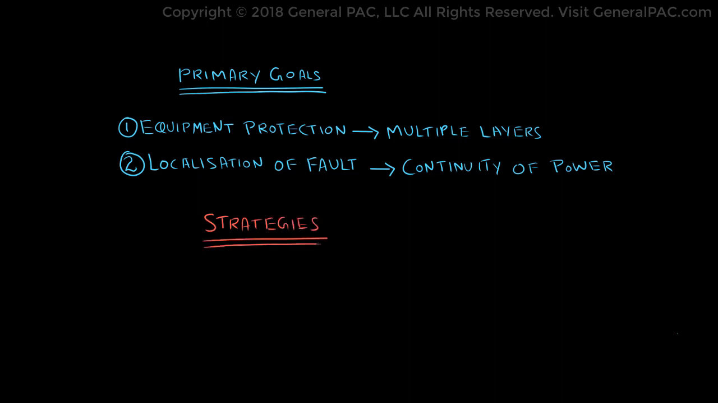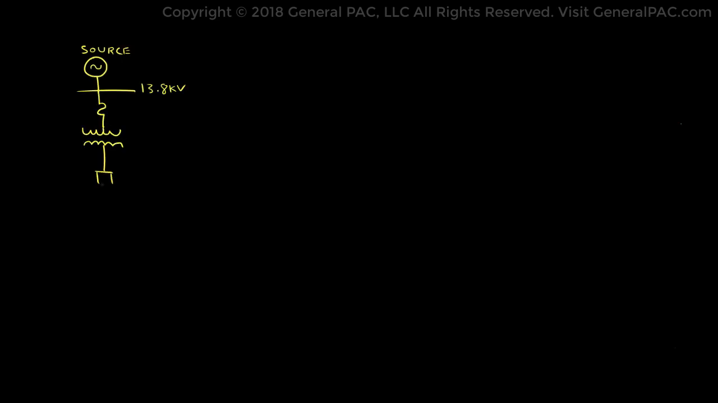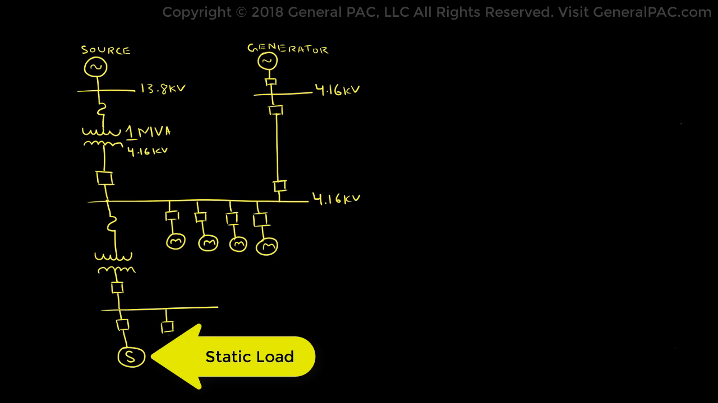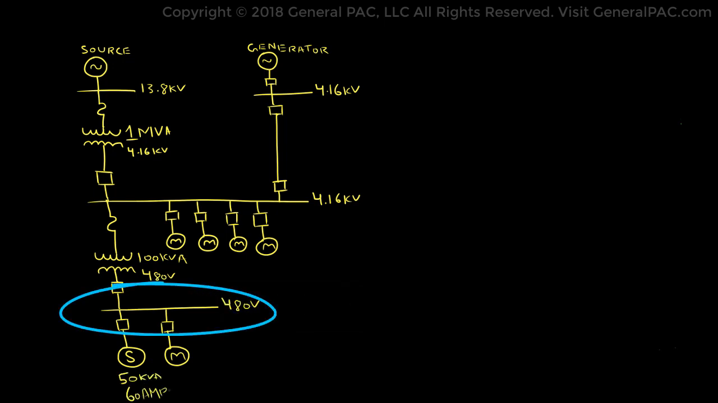There are two types of characteristics which we can use to coordinate the protective devices in a power system. The first one is the definite time characteristic, which defines a fixed time delay before the tripping action of the protective device. To demonstrate this concept, let us consider a facility with a 50 kVA, 60 amps static load present on the load end of the 480 volts bus. It is being supplied power through a 480 volt cable from the upstream bus.